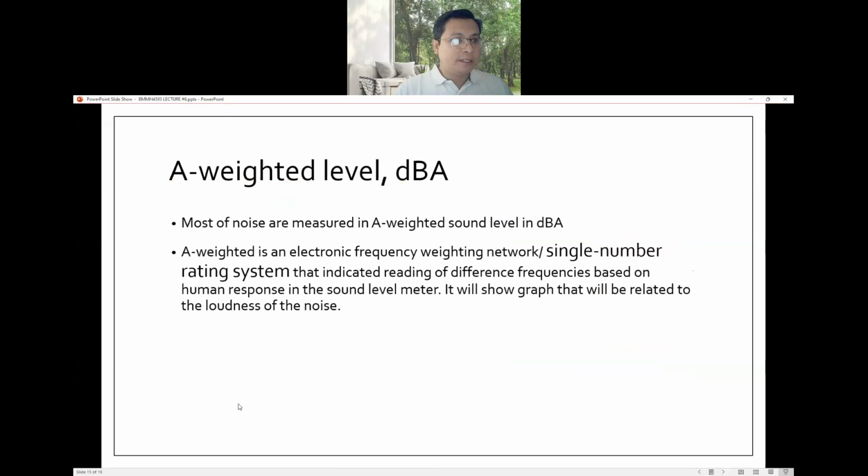Weighted level, decibel A: most noise is measured in the A-weighted sound level in dBA. A means weighted. Weighting is an electronic frequency weighting network, a single number rating system that indicates readings of different frequencies based on the human response. In the sound level meter it will show a graph related to the loudness of the noise. So that is the definition of the weighted level.